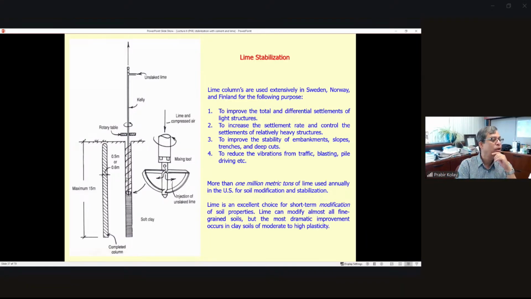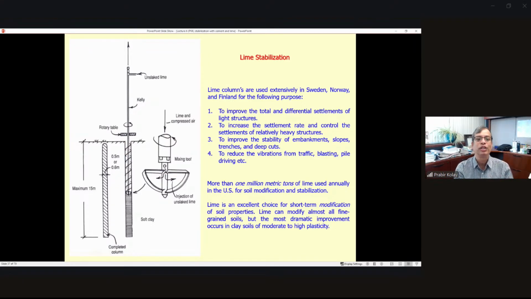Generally completed lime columns, so what is it for soft soil? There is a mixer that injects unslaked lime, and mixing tools. With the compressor, they just mix it, forming a solid lime column, and then lift it up. So it goes from the bottom and then up. Lime columns are extensively used in Sweden, Norway, and Finland, for the following purposes: to improve the total and differential settlement with lighter structures, increase the settlement rate, control the settlement of relatively heavy structures, and improve the stability of embankments and slopes. More than 1 million tons of lime are used in the US for modification.